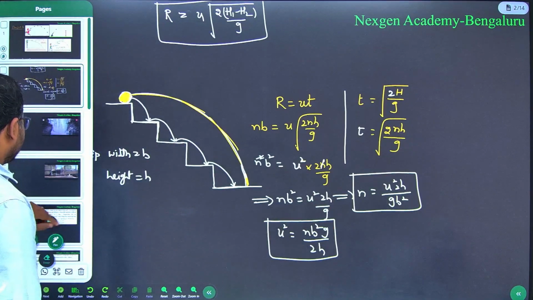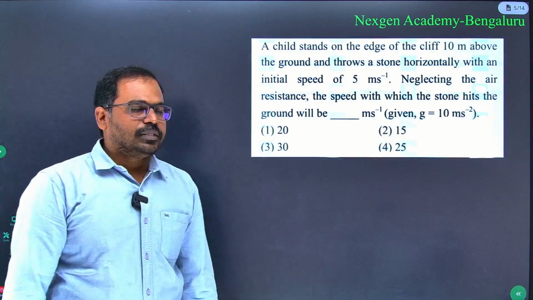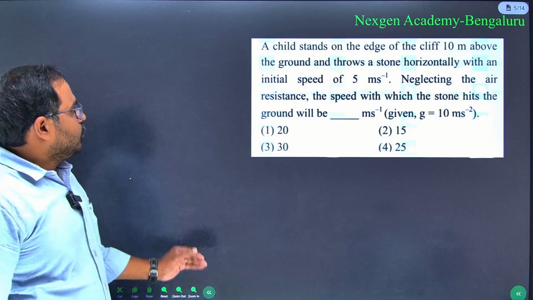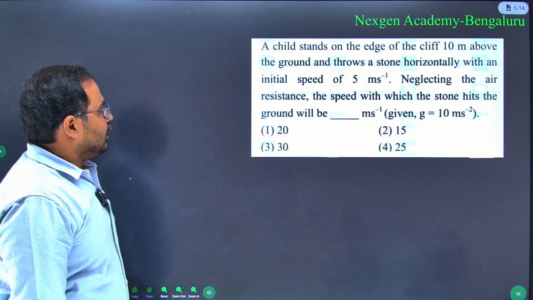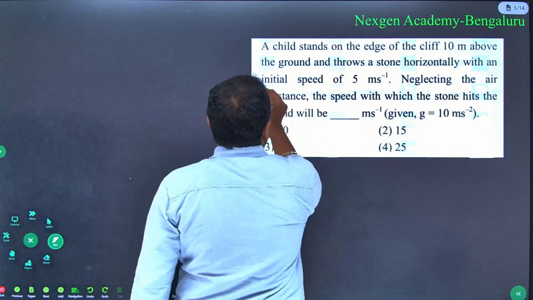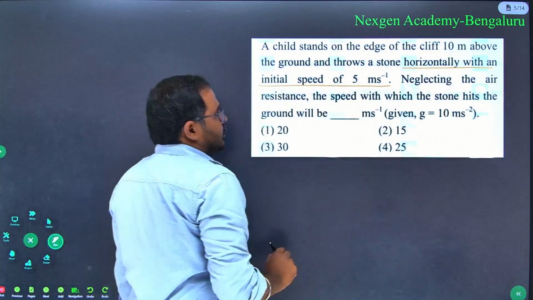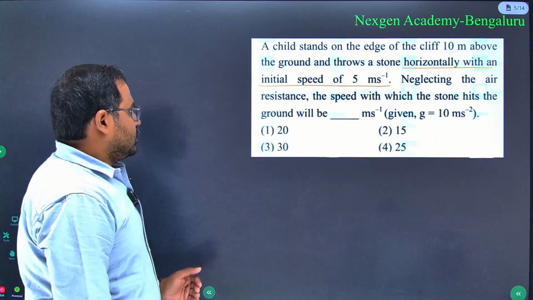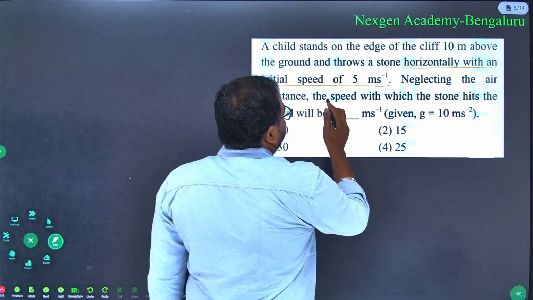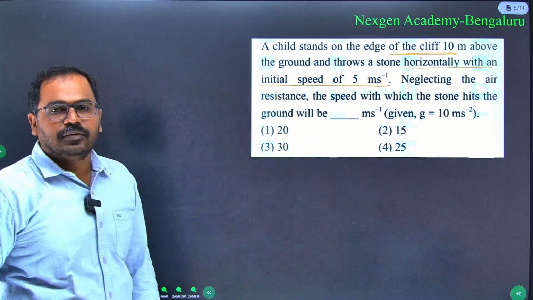So look at this question, which is related to horizontal velocity. Now here, a child stands on the edge of a cliff 10 meters above the ground and throws a stone horizontally with an initial speed of 5 meter per second. Neglecting the air resistance, the speed with which the stone hits the ground will be, here the height of the cliff is equal to 10 meters.